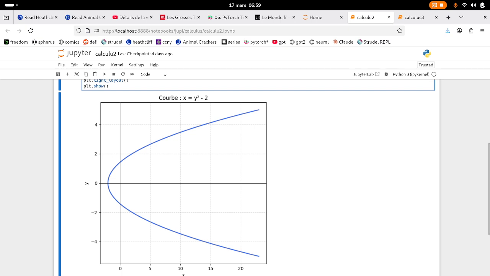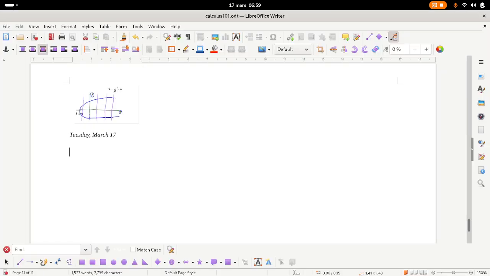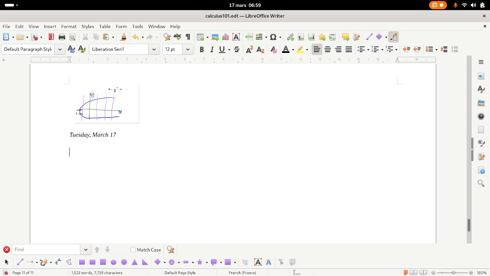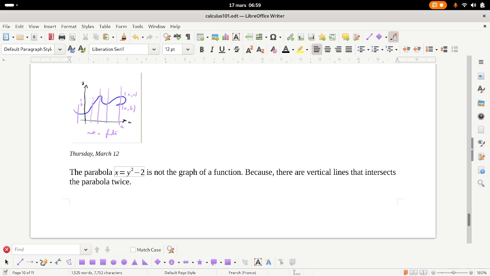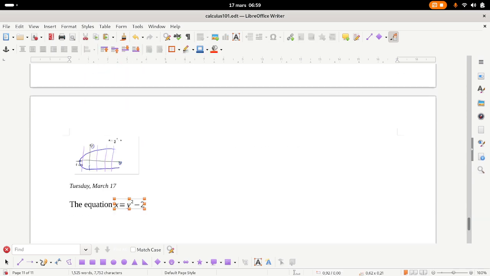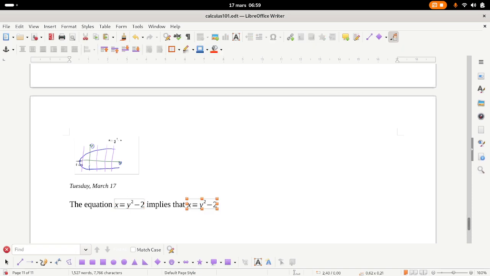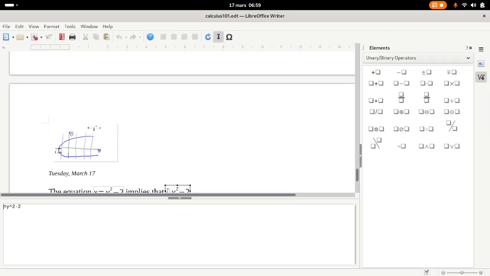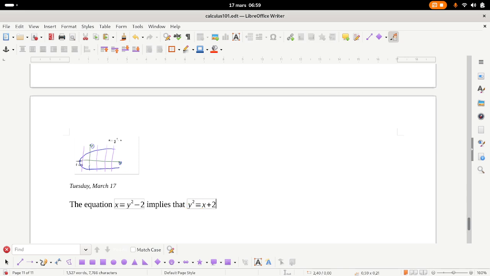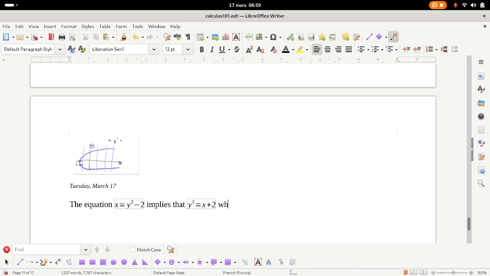Now we will see that we can split this into two parts, because the equation implies that y squared equals x plus 2, which has two solutions.